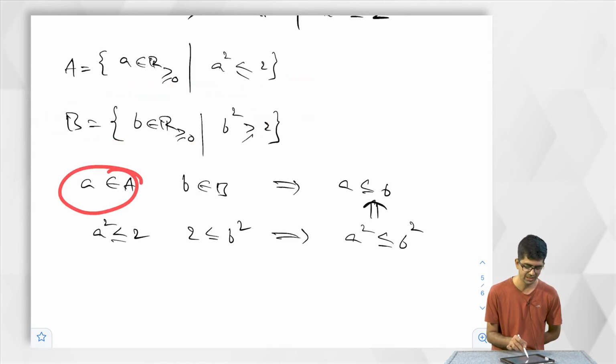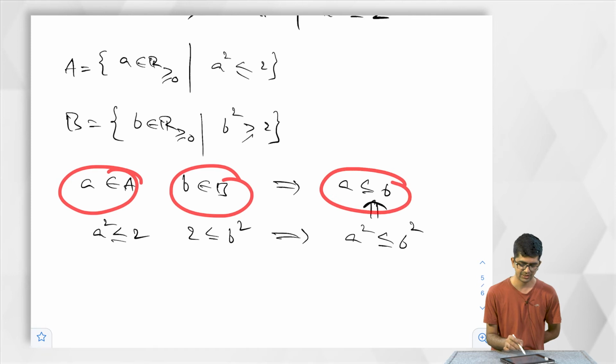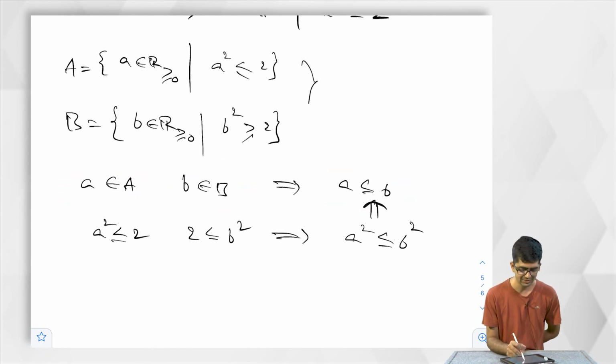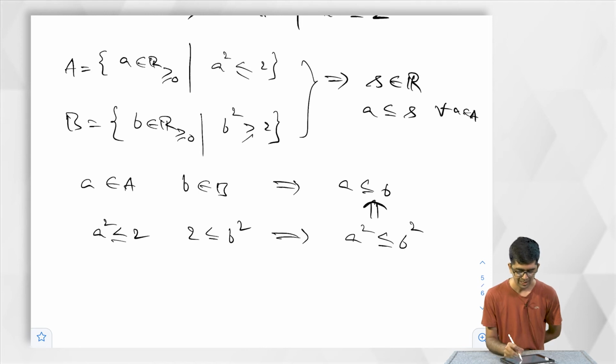If I take any element in A and any element in B, we have A less than or equal to B. So what does this say? This says there is an element S belongs to R such that A is less than or equal to S for every A belongs to A, and S is less than or equal to B for every B belongs to B.